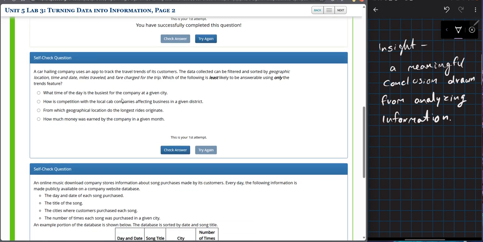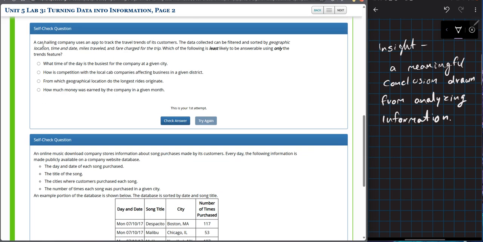So I'll just go pretty fast because I'm almost at 30. A car hailing company is an app that travels. The data collected can be filtered and sorted by geographic location, time and date, miles traveled, and the fare charge for a trip. Which of the following is least likely to be answerable using only the trends feature? So we're looking at geographic location, time, date, miles traveled, and the charge. So, least likely to be answerable.